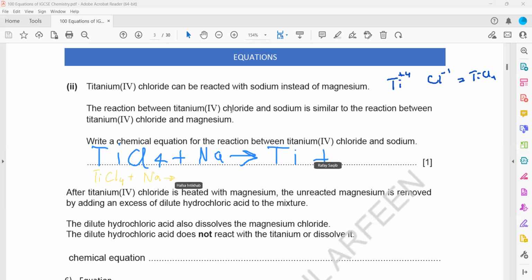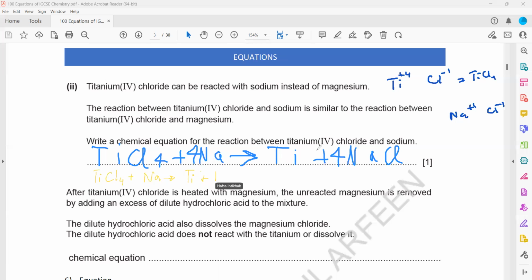It reacts with sodium. Sodium is a metal, so it will be an atom, Na. As a result, sodium will displace, so it will form titanium plus sodium chloride. And what is the formula for sodium chloride? Sodium is group 1 and chlorine is group 7, so +1 and -1, so sodium chloride is NaCl.